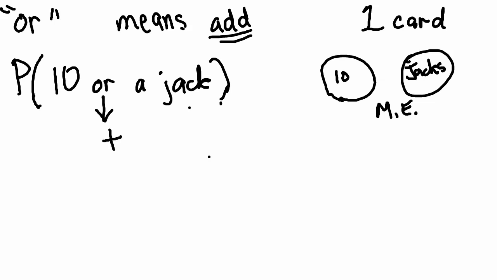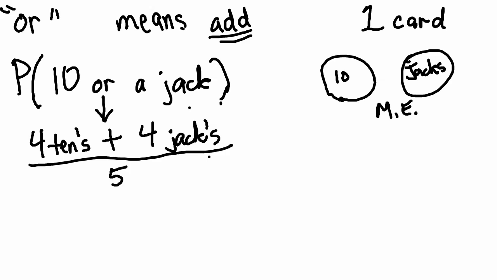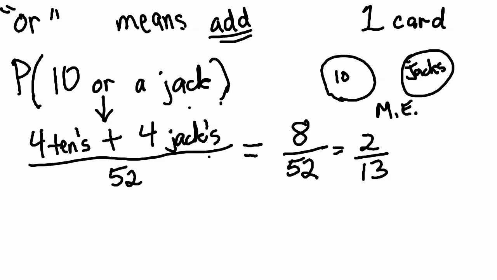What are the chances that you get a 10? Well, there's four 10s and there's 4 jacks out of 52 cards. So there'd be 8 ways out of 52. Or if you reduce that, that would be 2 out of 13. So if they're mutually exclusive, you would just add those two together for the word or.